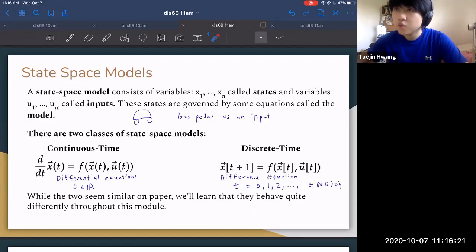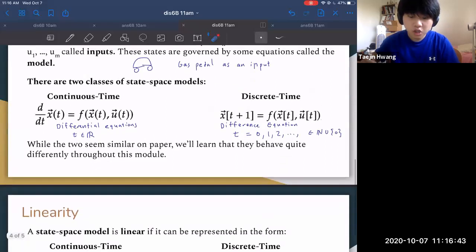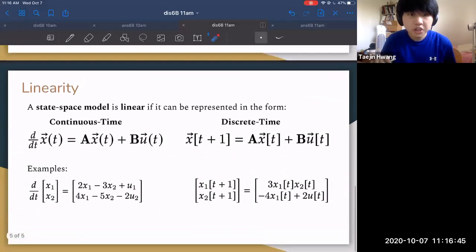Okay, if anyone has any questions about the overall setup for state space models, definitely feel free to ask now. All right, if we don't have any questions, the next topic I want to talk about is linearity.